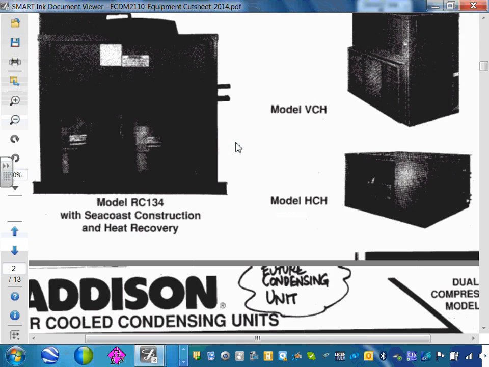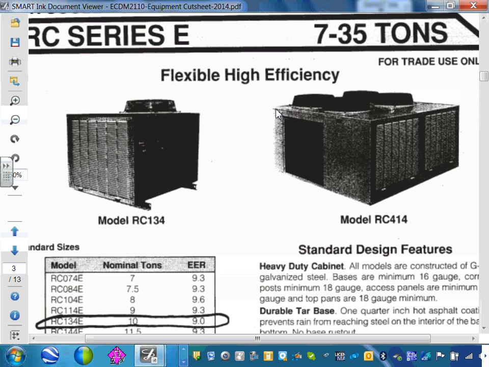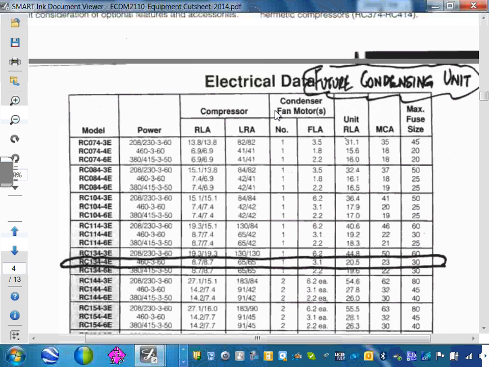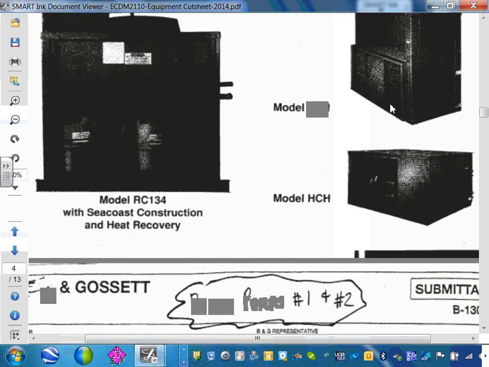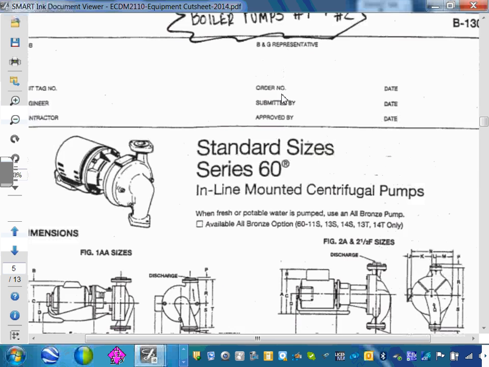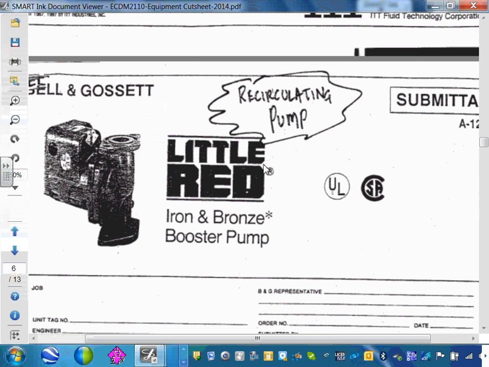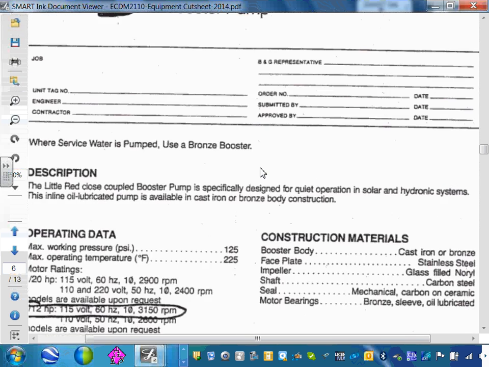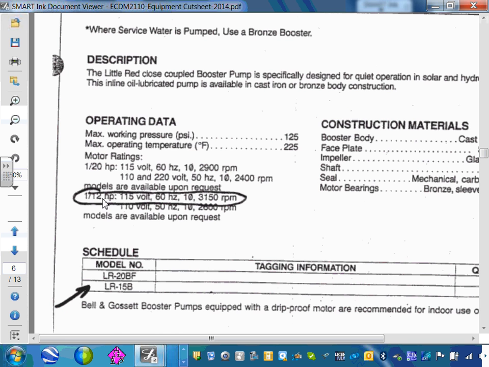Okay, if you guys go to the next one, can you see where it says future condensing unit? Did I highlight that one for you, the new one? Okay, it's highlighted. So the same thing, you need to pay attention to the size of the unit and the minimum circuit ampacity. Go all the way to boiler pump. The next page is boiler pump 1 and 2. Can you guys see that? We have the horsepower for boiler pump 1 and 2 right at the bottom. FYI, recirculating pump, the next page. Here's the information about the recirculating pump. It's 1/12 horsepower. That's a little guy.